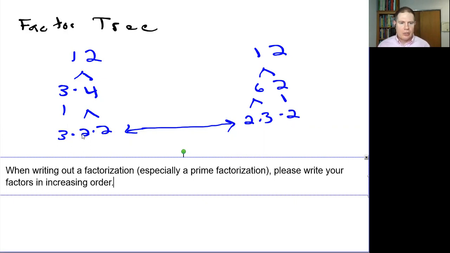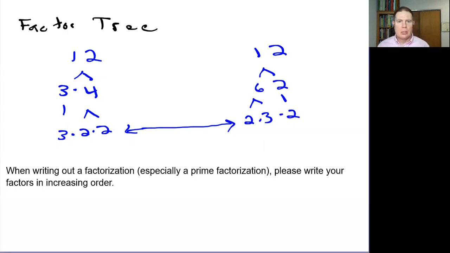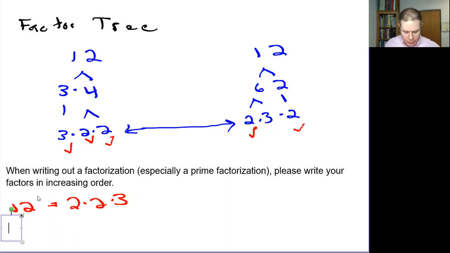So of these 3 numbers, which is the smallest? 2 is the smallest. So I'm going to write 2 first. Then the next smallest is also 2. Then the next smallest is 3. Going this way, the smallest is 2. Next smallest is 2. And then the next smallest is 3. So that would be the fully factored version of 12. And fully factored is another way to say prime factorization.